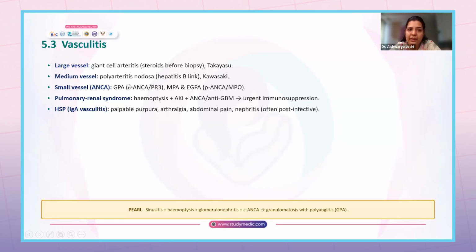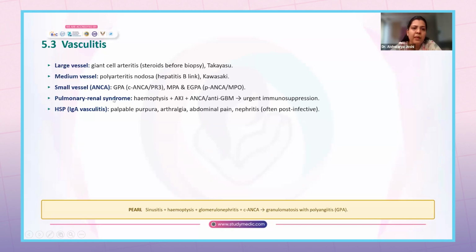Remember, granuloma formation can occur in the upper respiratory tract and lower respiratory tract. And this is associated with C-ANCA and proteinase 3 antibodies. Then myeloperoxidase antibody and eosinophilic granulomatosis. It is associated with P-ANCA. This is microscopic polyangiitis and eosinophilic granulomatosis with polyangiitis. These are associated with P-ANCA and myeloperoxidase antibody.